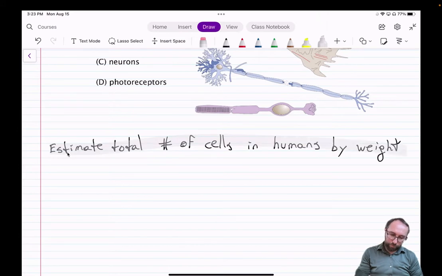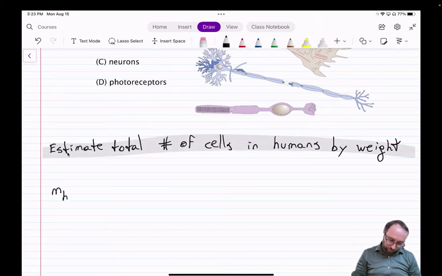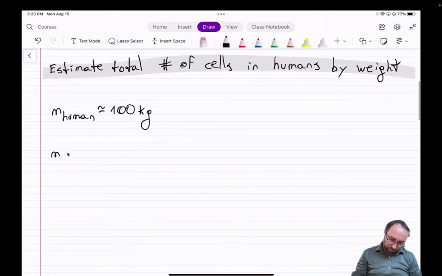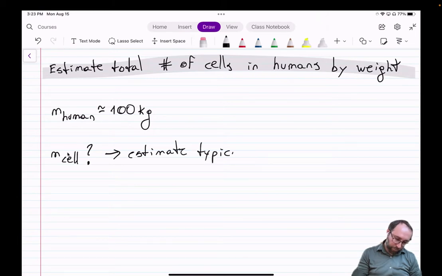So what I want to figure out, I know that the mass of a human is on the order of 100 kilograms, right? So the question is, what is the mass of a cell? Okay, and what I'm going to do for this first is estimate the typical cell volume.